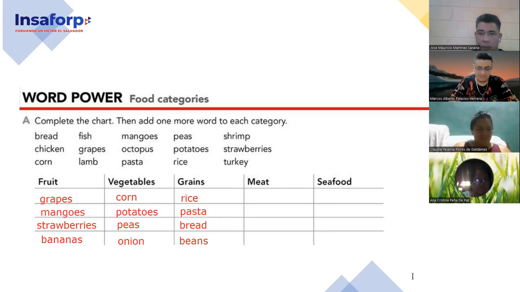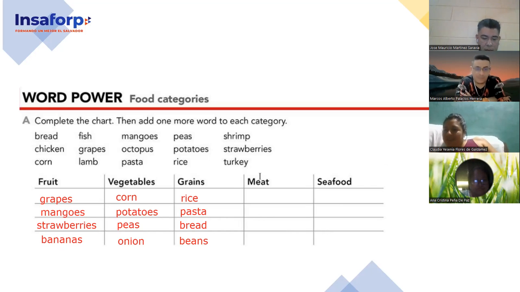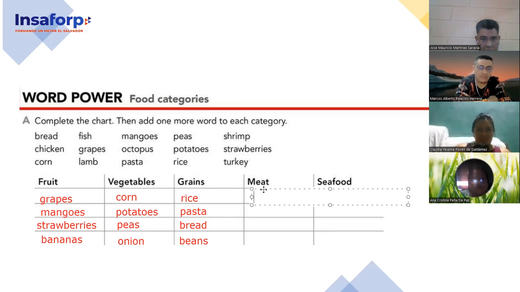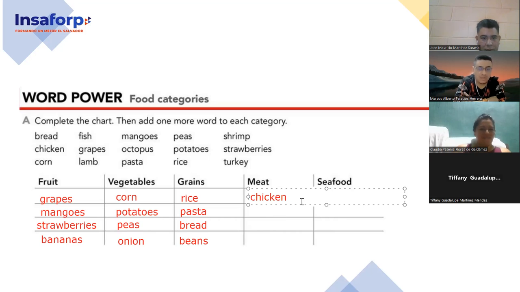Meat. Ana Cristina, good evening. Tell me, what is the vocabulary that goes here? Yes, carnivore. Good evening, teacher. Carnivores. Meat. Yes, carnivores, right? Chicken. Oh. Okay. Fish. Oh, look at that one. Yes. Like fish. What else?